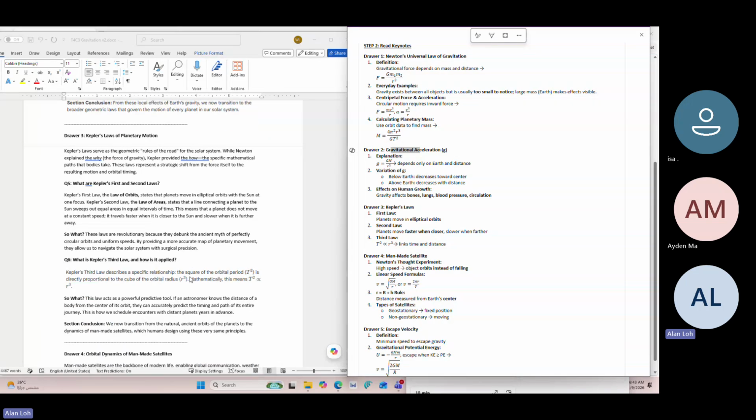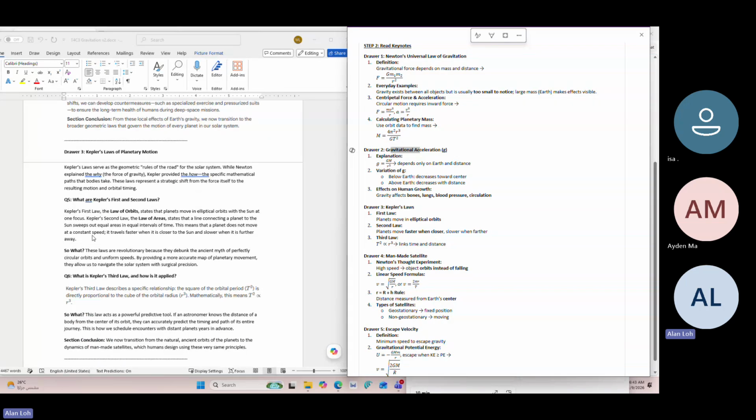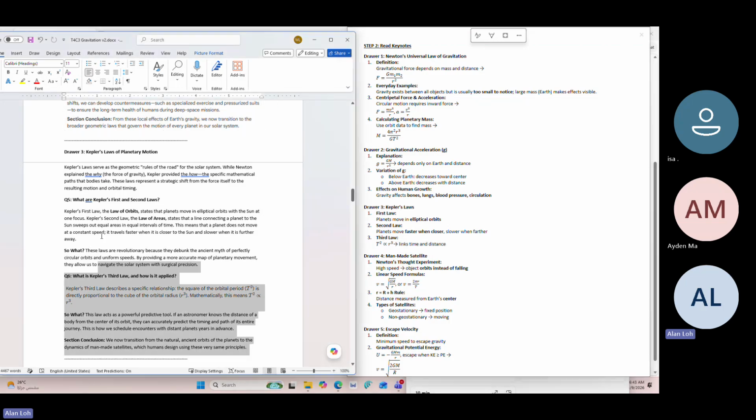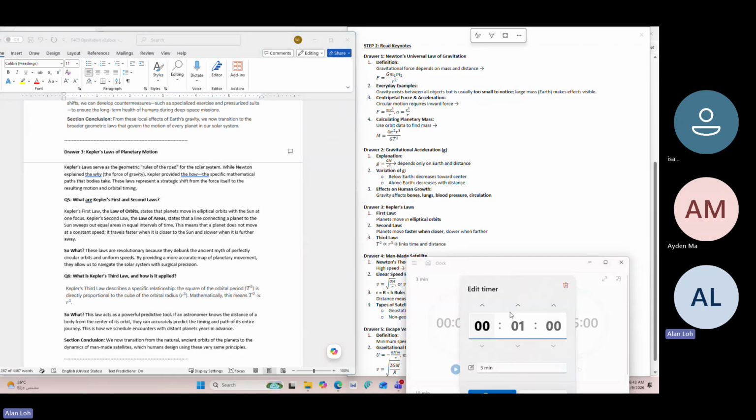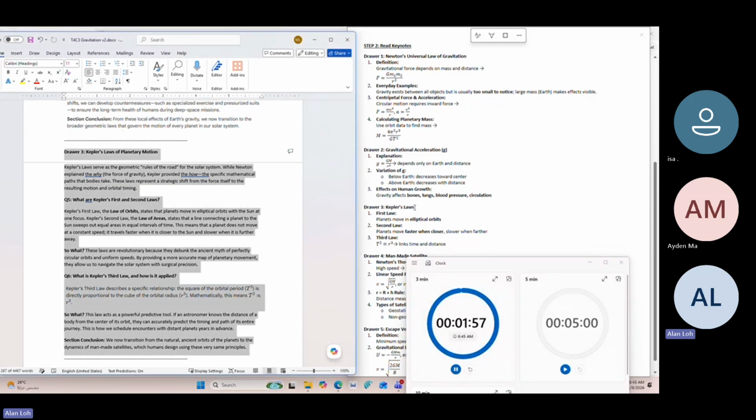Now, if you see question 5 and question 6, question 5 is talking about Kepler's first law and second law. So first law and second law. Then question 6 is talking about the third law. Right. So let's read this entire part in 2 minutes. Let's start now. So there's 1, 2, 3 laws.